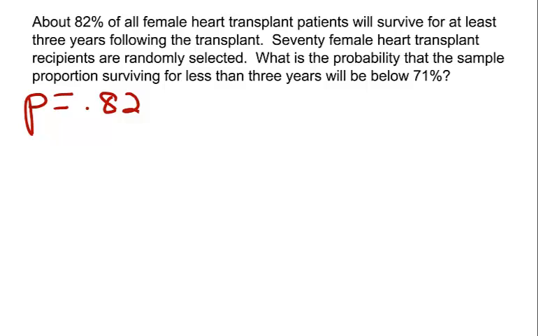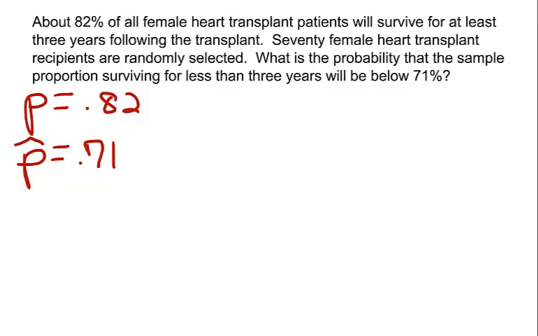If you're given a percentage, when you're doing your calculations, it's always best to convert to a decimal. Then at the end of the problem, if you'd like to convert back to a percentage, that's fairly easy to do. Just multiply your decimal by 100, or move your decimal 2 places to the right. Now let's identify p hat, our theoretical model of all possible sample proportions. P hat is 71%. This is our sample proportion.